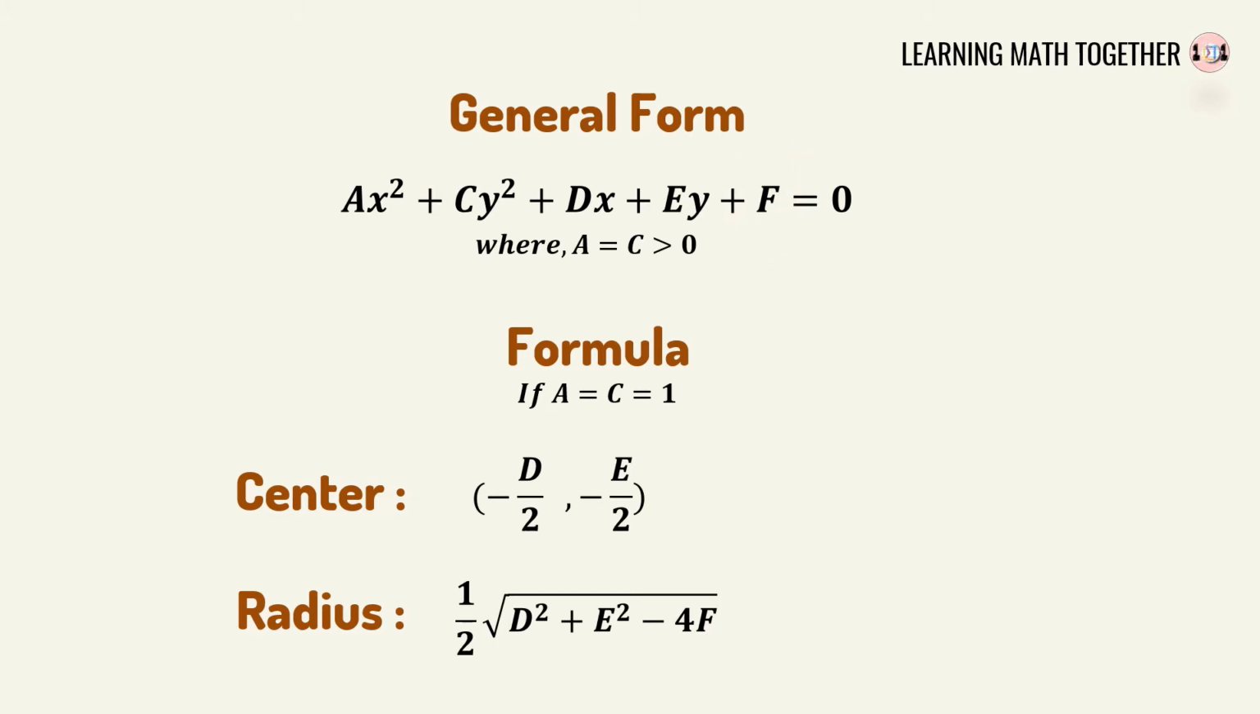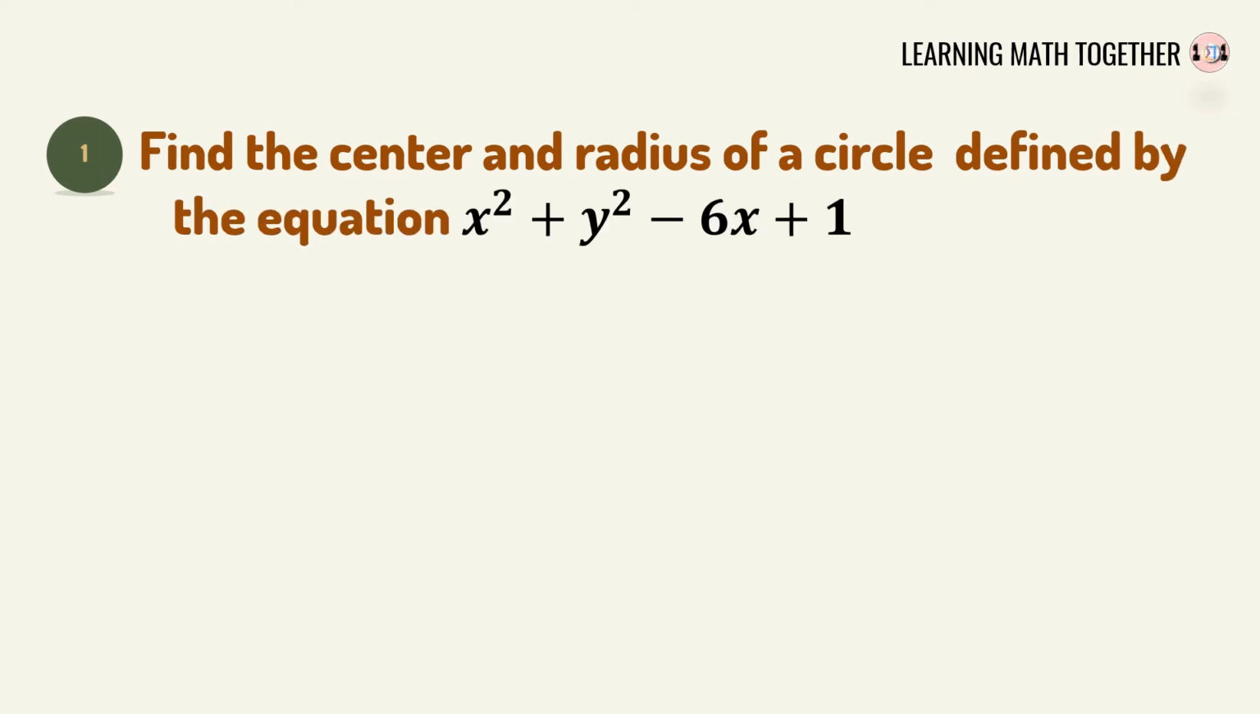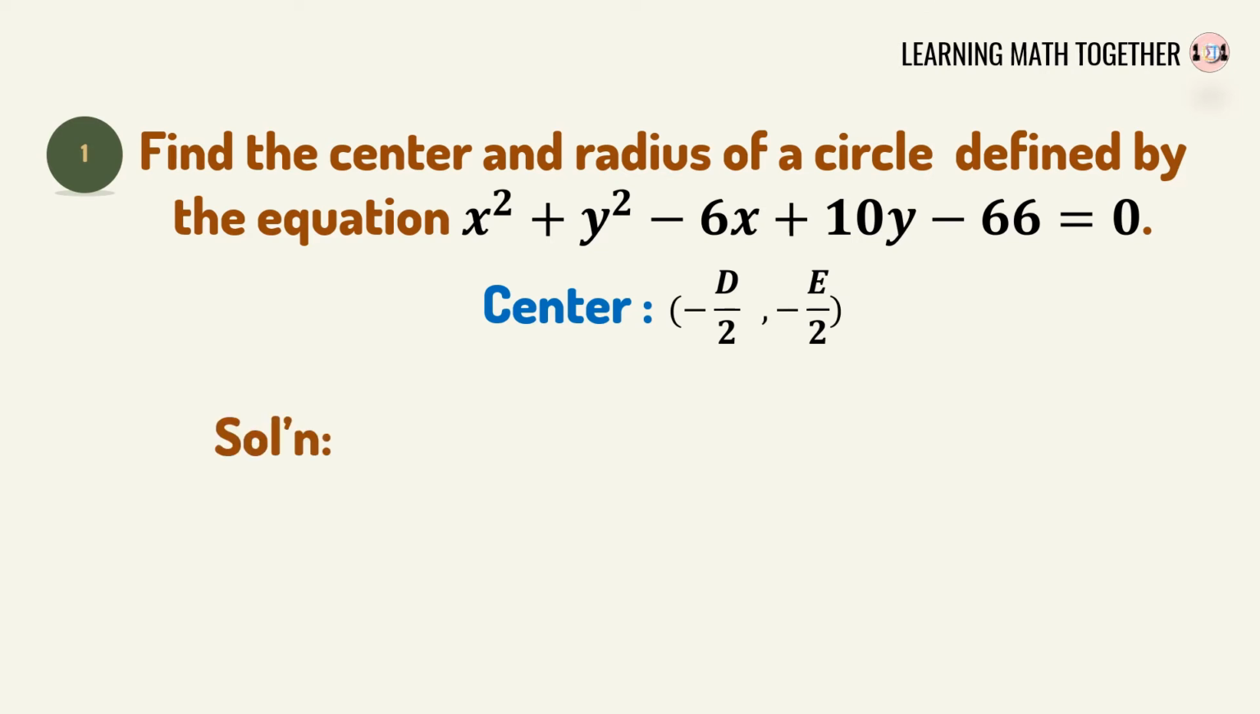Now let us apply this formula to our examples. For example number 1, we have to find the center and radius of a circle defined by the equation x squared plus y squared minus 6x plus 10y minus 66 is equal to 0. So let's focus first on the center of the circle. Here is the formula, and then let us solve for this.